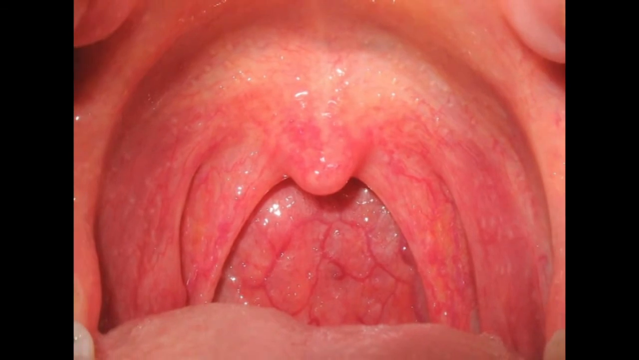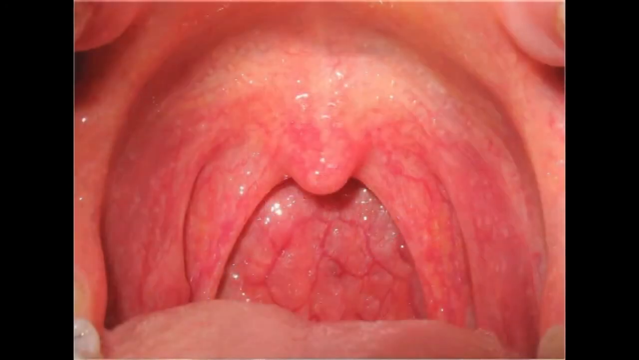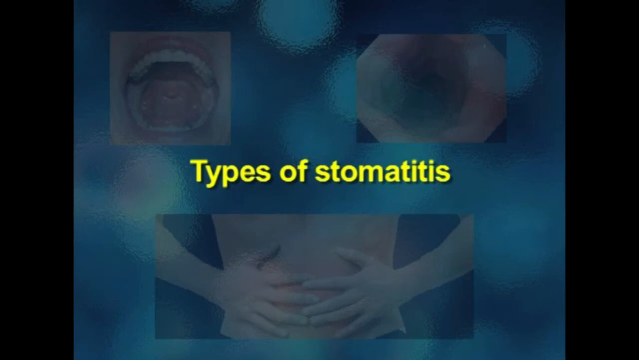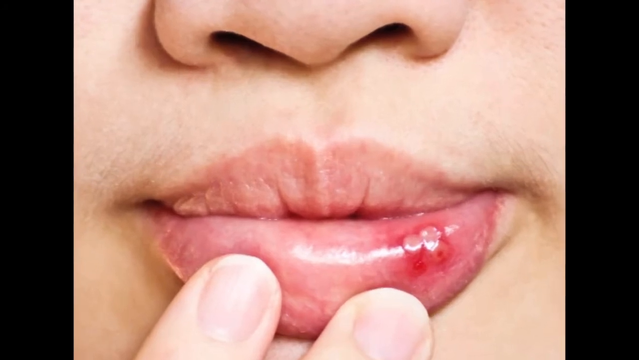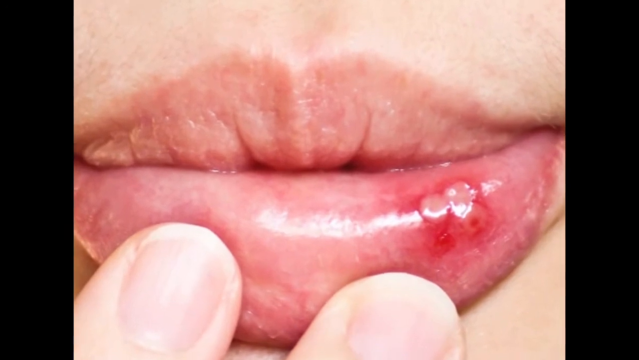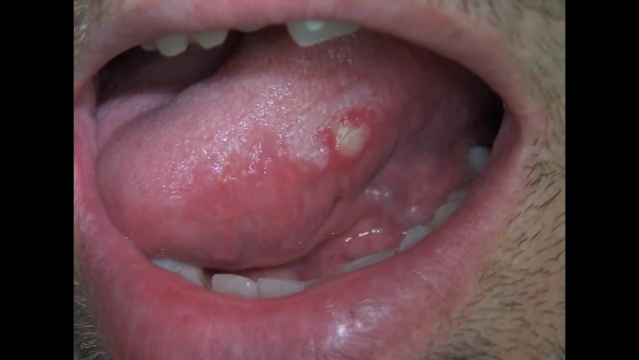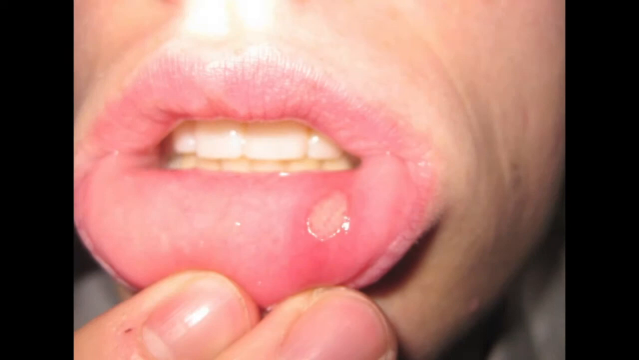It can disrupt a person's ability to eat, talk and sleep. Stomatitis can occur anywhere in the mouth, including the inside of the cheeks, gums, tongue, lips and palate. Types of stomatitis. First one is canker sore. A canker sore, also known as an aphthous ulcer, is a single pale or yellow ulcer with a red outer ring, or a cluster of such ulcers in the mouth, usually on the cheeks, tongue or inside the lip.